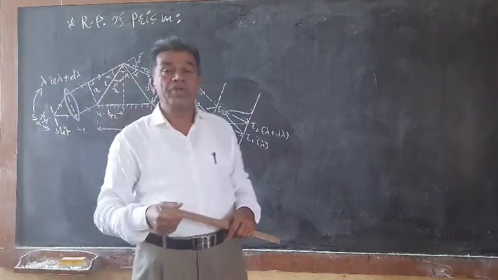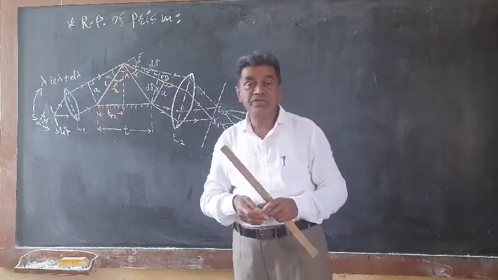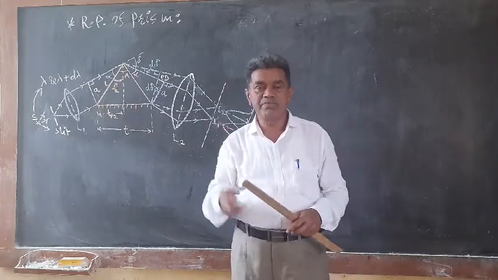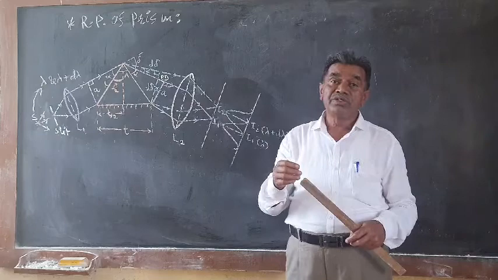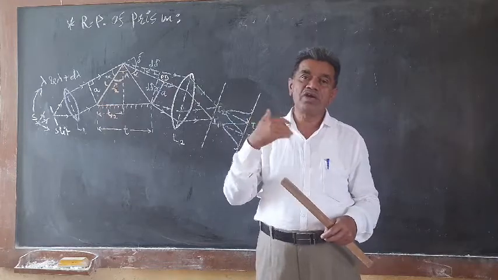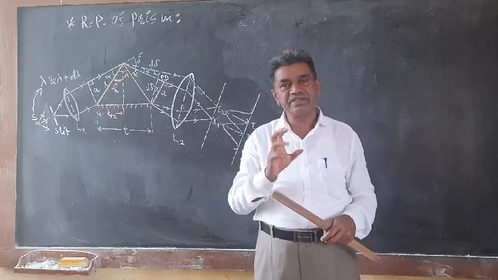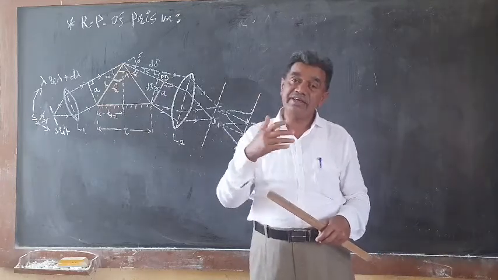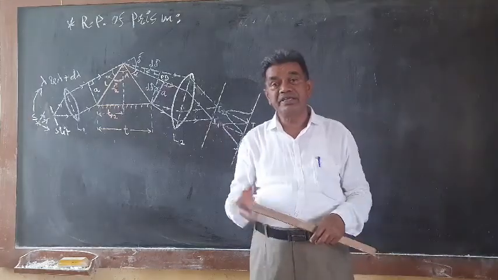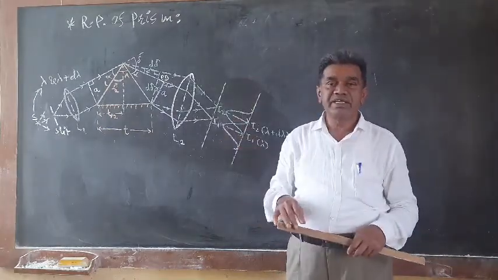Hello students, today we are going to derive the expression for resolving power of prism. Last time you have seen that resolving power is the ability of an optical instrument to produce two images of nearby objects. If the nearby objects are not seen by our eye, the two objects can appear as a single object. Nearby objects or nearby spectral lines can be seen separately by means of optical instruments or optical devices like prism, grating, etc.